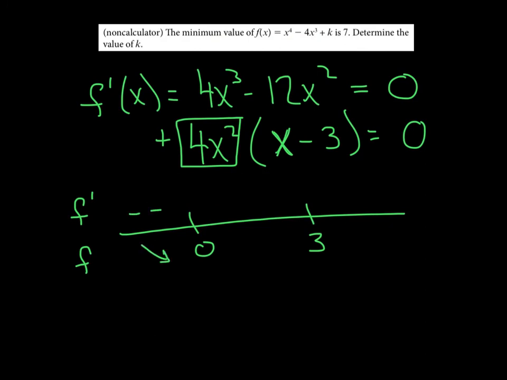Then I'll plug in like a 1. 1 minus 3 is again negative. And notice we did not get a sign change. We said earlier the trig functions guarantee a sign change, but with normal polynomials, that's not so much a guarantee. And then I'll pick something like a 4, and of course 4 minus 3 is going to be a positive. So finally, f's increasing.